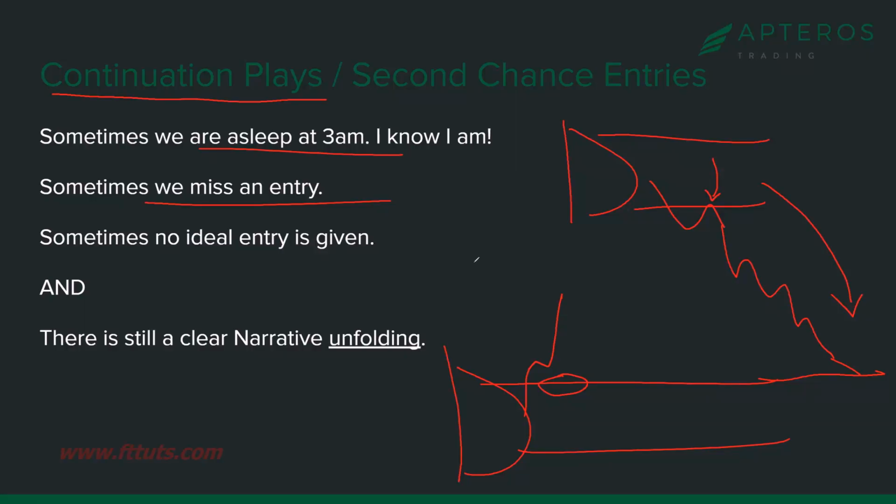That's going to happen. But even though we missed that A+ best trade location, the narrative's still playing out. It's still happening, and we haven't hit a destination yet. So let's see if we can get on board. These are continuation plays, second chance entries, whatever you want to call it.